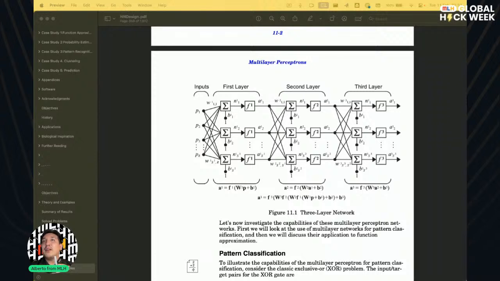Thanks, Alberto. We'll keep in mind that backpropagation relies on feed-forward outputs and it's needed for learning.